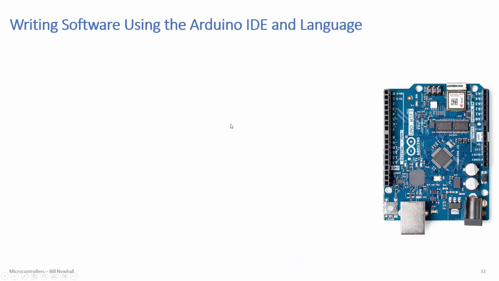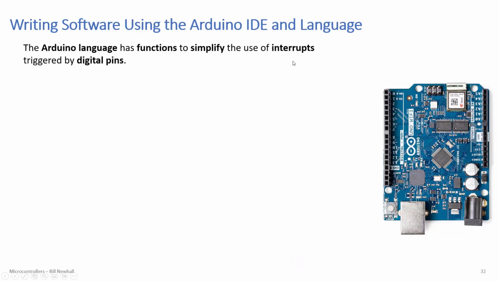All right. So we talked a bit about writing software, but let's talk about writing software for these interrupts. The Arduino language has functions to simplify the use of interrupts triggered by the digital pins. Again, you can go down to the low level memory registers, settings in the microcontroller. You could set those, but I found the Arduino IDE, the Arduino language, has a pretty good library for handling them. So let's trigger an interrupt on each rising edge of a digital pin.